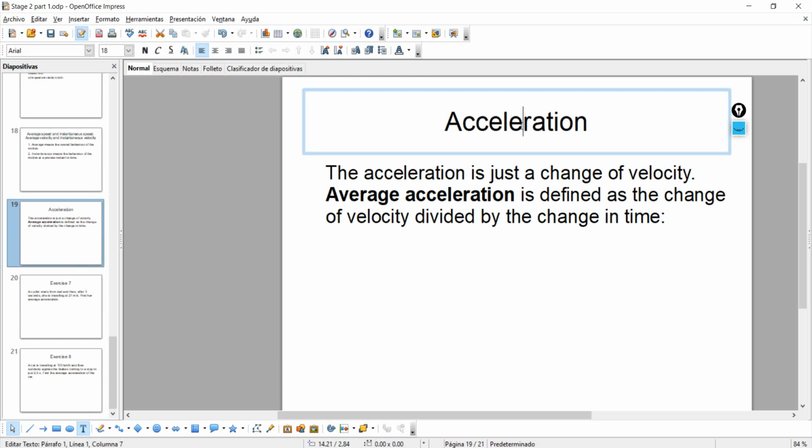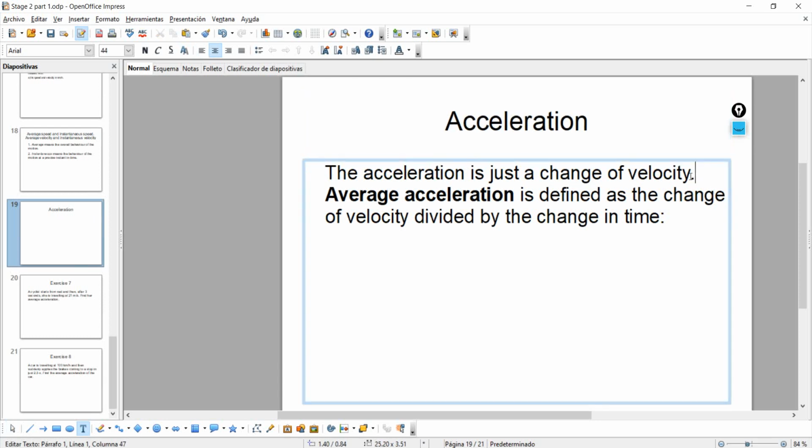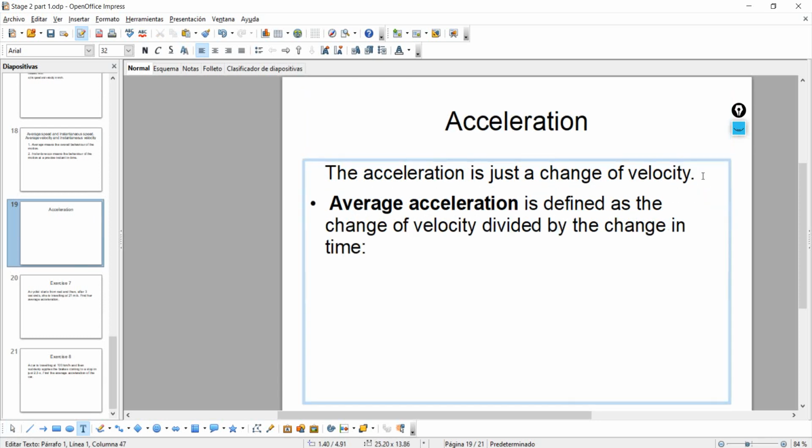So what is acceleration, guys? The main concept is extremely easy. The acceleration is just a change of velocity. So whenever you change the velocity, either walking or running or inside your car, whenever an object changes its velocity, then we say that that object is accelerating. So it's a very simple concept.